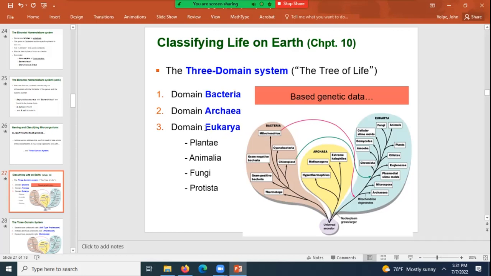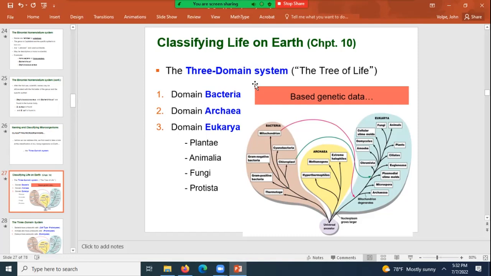The domains are defined and based on the genetic data of the species, meaning we can sequence the DNA of a species and then determine which domain it belongs to, because all species in one domain will have their DNA more similar in the sequence of that DNA to other members in the domain compared to a member that is not in the domain. Any question about any of that?